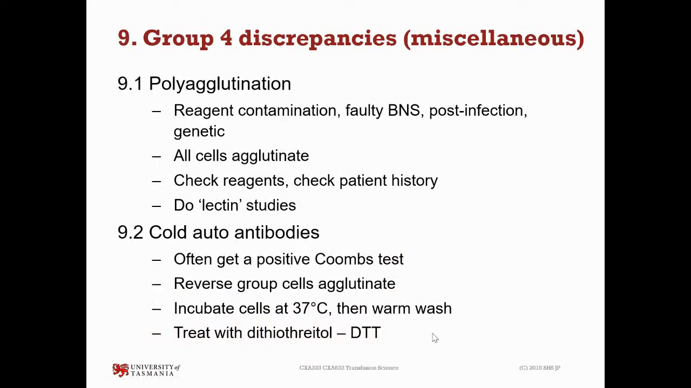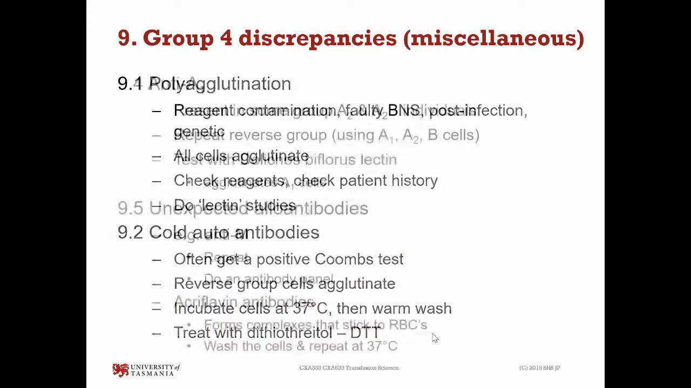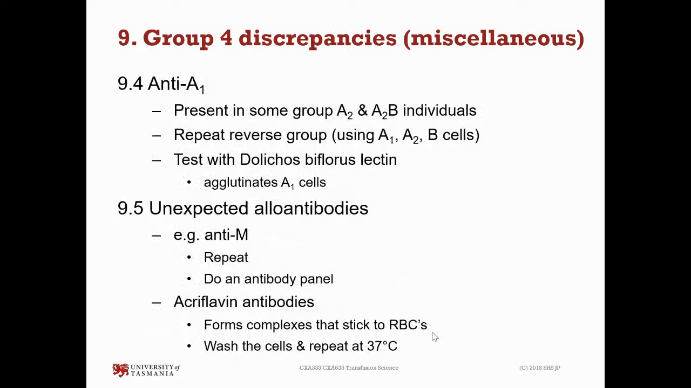Okay, so going through those each in turn, going through the polyagglutination, the cold autoantibodies, the anti-A1. You do need to know how to resolve the anti-A1 to make sure that you've got an A2 individual, because it's very important to identify that as anti-A1, because that can cause hemolysis if it is transfused to an A1 patient. Unexpected alloantibodies, as I said.